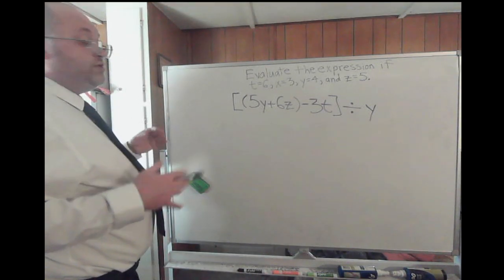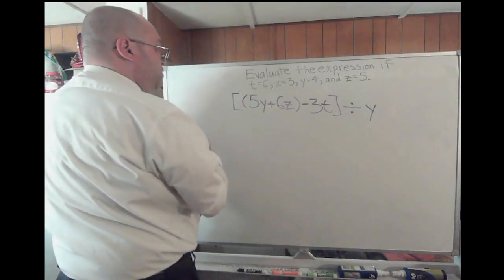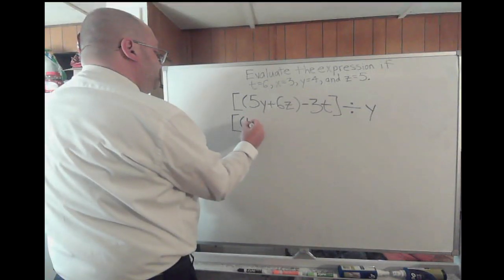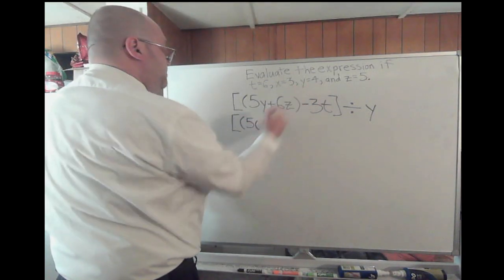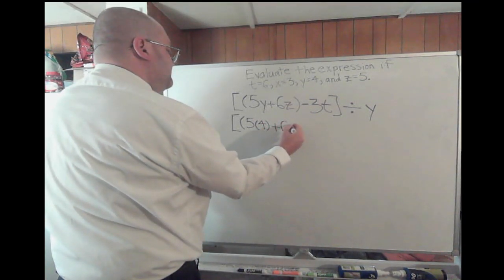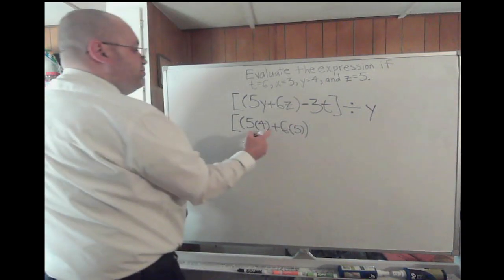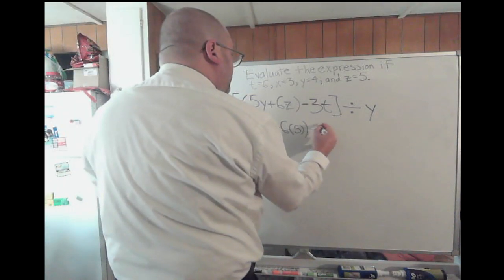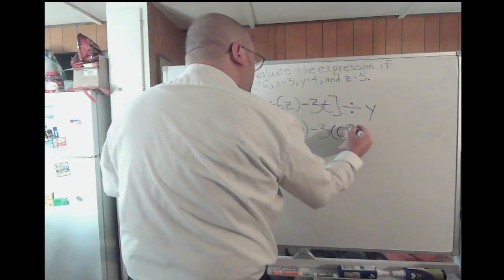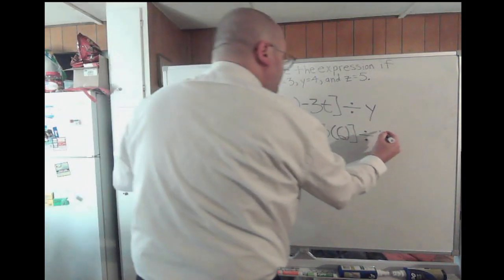Well, again, all you got to worry about is putting in the values of the variables. So here, where we have 5 times y, you'll do 5 times the value of y, which is 4. So you'll have 5 times 4 plus 6 times the value of z, which is 5. And then you'll have all that inside the parentheses inside the bracket, minus 3 times the value of t, which is 6. All that inside the brackets divided by your y value, which is 4.